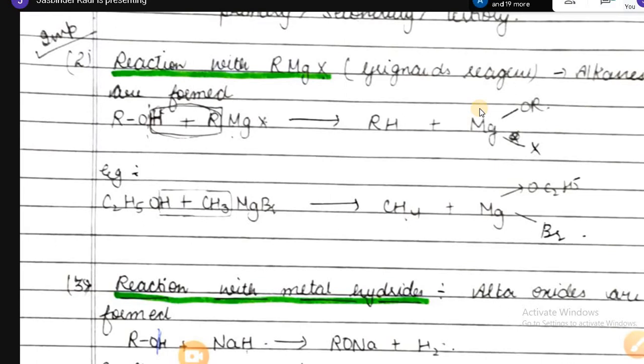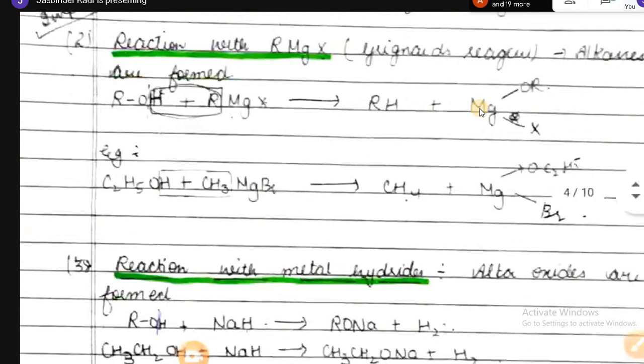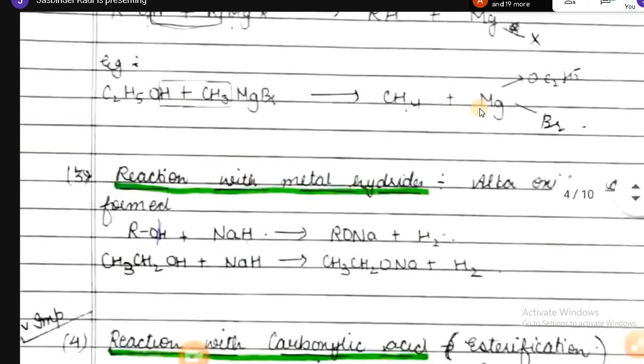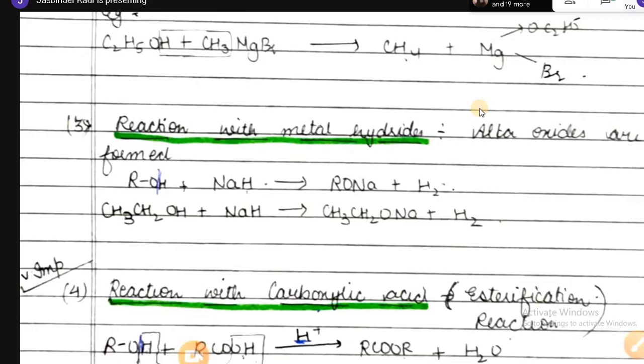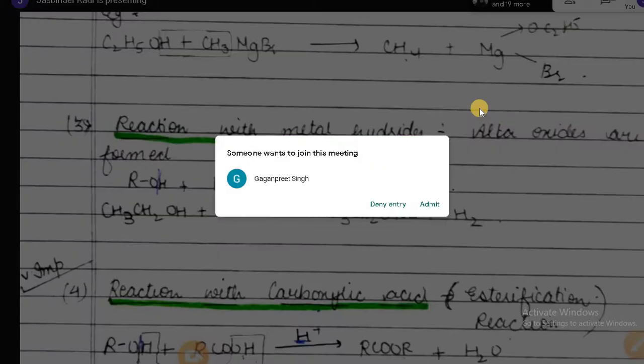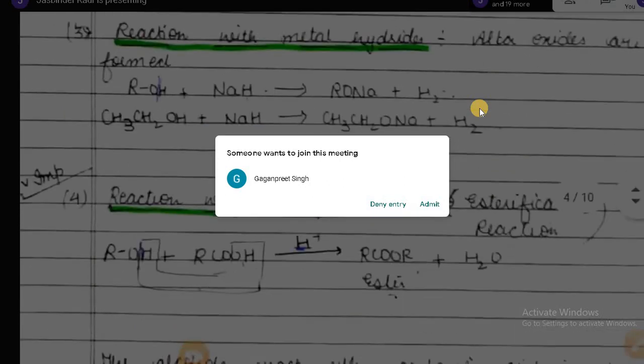Similarly, if we treat alcohols with metal hydrides, let us say sodium hydride, then in this also hydrogen gas is replaced and alkoxides are formed. If it is ethanol, then sodium ethoxide plus hydrogen gas is formed. And similarly, if we treat alcohols with carboxylic acid, in that case also hydrogen of alcohol is replaced.